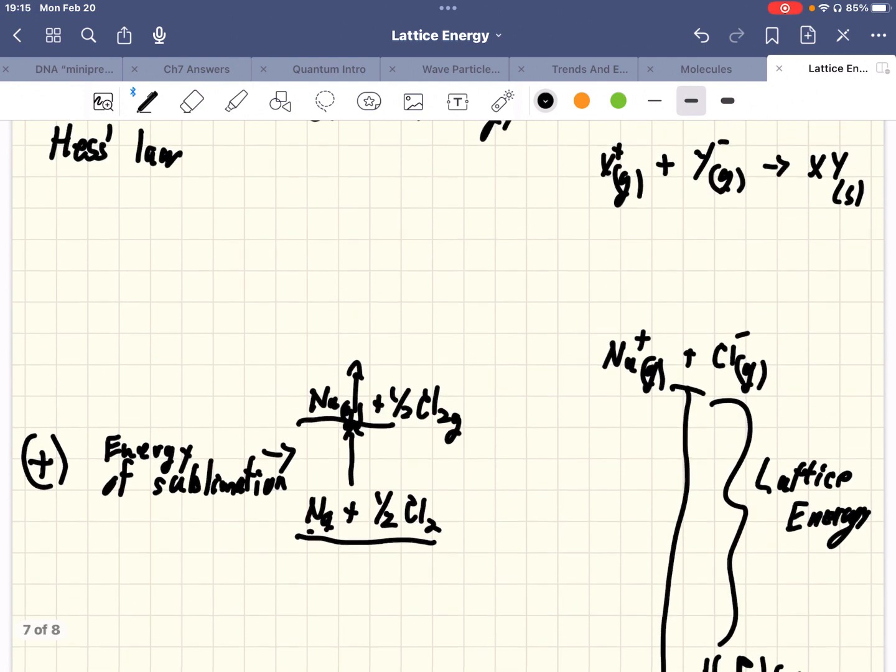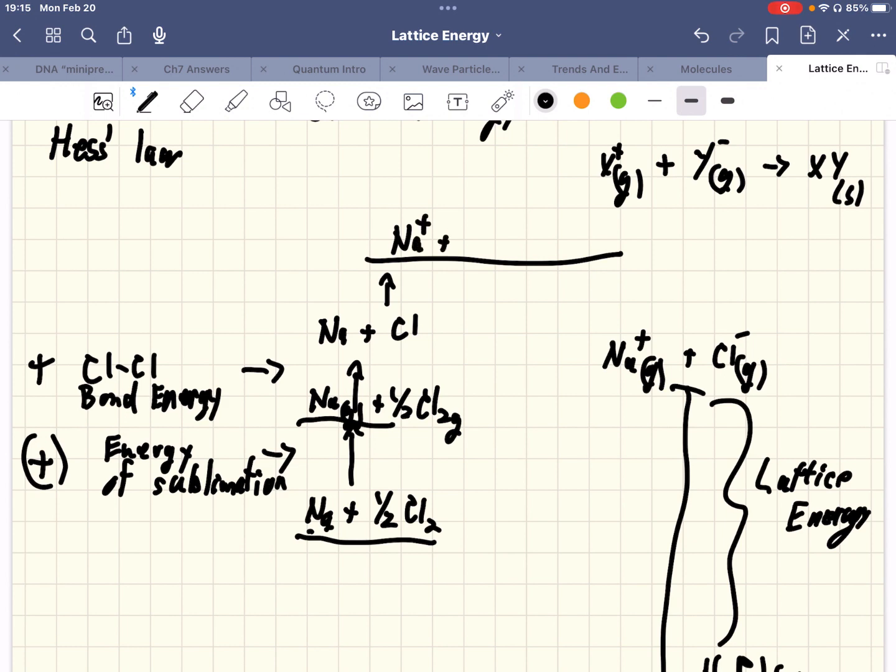So now I have Na and I have Cl, 1 mole. We had a half of Cl2. I now have a mole of Cl. Well, that's the Cl2 bond energy. So if I knew the bond energy, I'd know how much energy I'd have to put into that. And yes, obviously it's uphill.